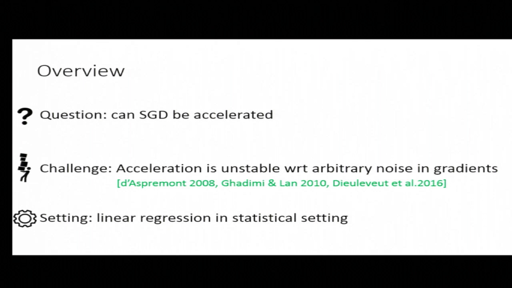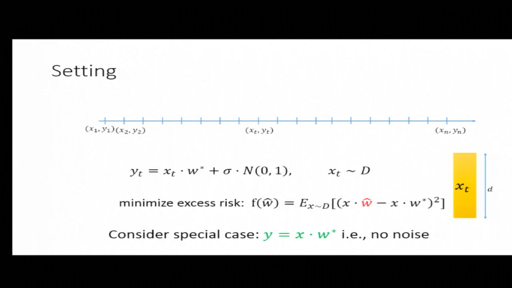Let's say you are getting these data points one by one. After n iterations, you would have observed n samples. Your t-th step data point is given by (x_t, y_t). x_t is a data point in d dimensions, sampled from a fixed distribution D. And your target variable y_t is given by the inner product of x_t with the parameter w star, which is the optimal parameter you want to estimate. And you add some small white noise to it. And the goal is to minimize this excess risk function with respect to w star.